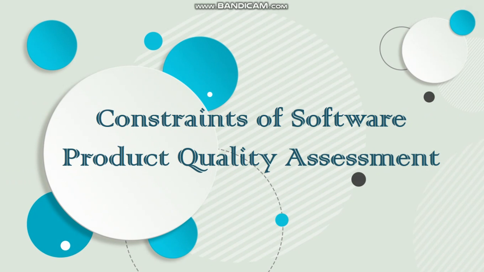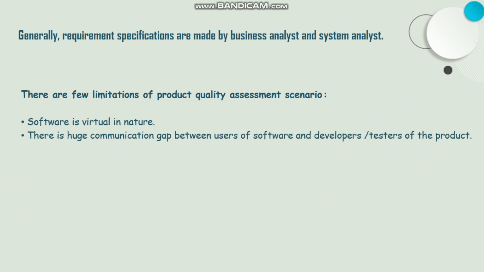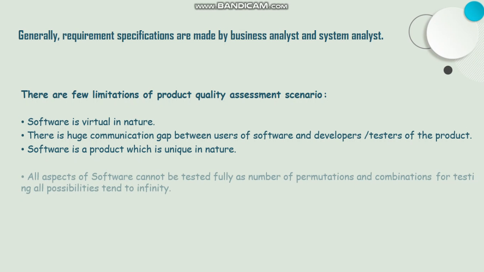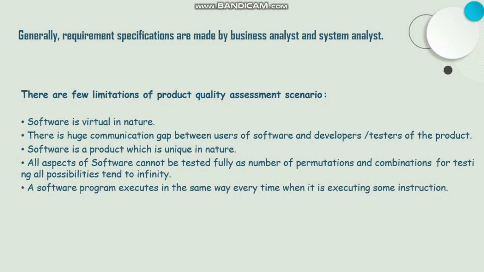So, constraints of software product quality assessment. These are a few limitations of the product quality assessment scenario. First, software is virtual in nature. Second, there is a huge communication gap between users of software and developers or testers of the product. Software is a product which is unique in nature. All aspects of software cannot be tested fully as the number of permutations and combinations for testing all possibilities tends to infinity. And lastly, a software product executes in the same way every time it is executing some instructions.